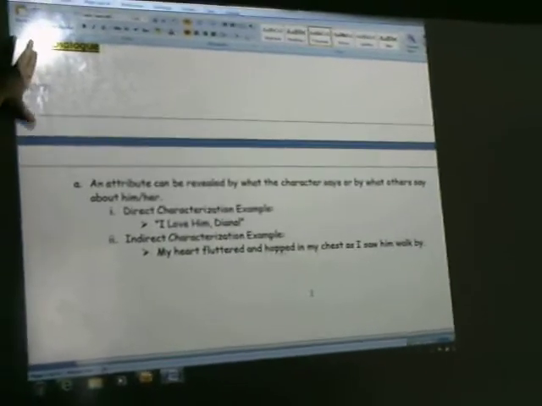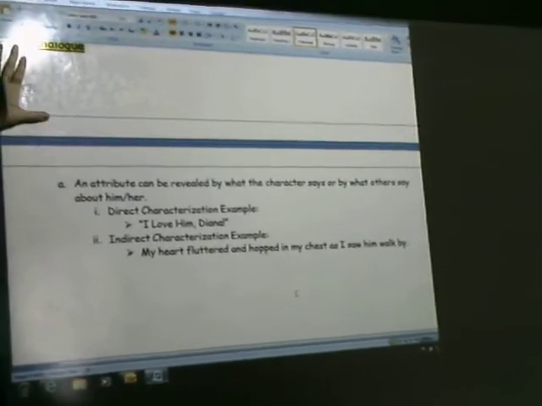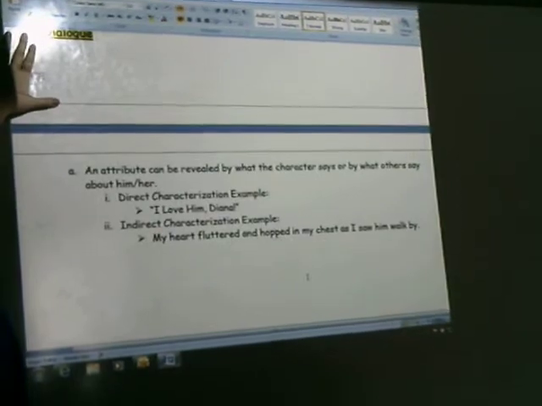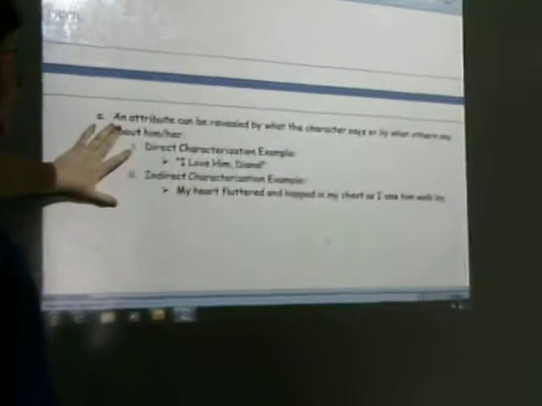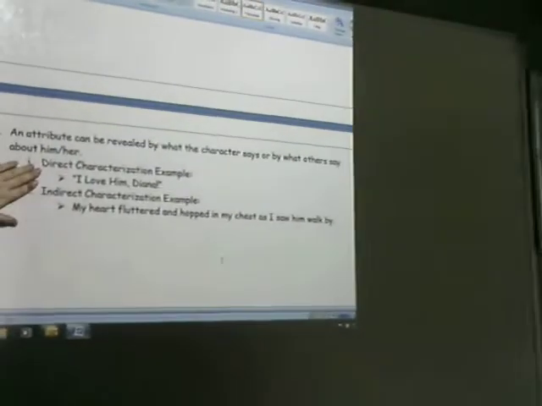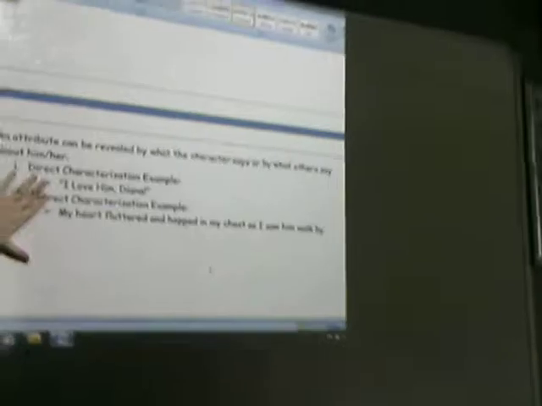Okay. Dialogue at the top, please. What is dialogue? That was on your list of vocab words you should know. What is dialogue? Aaron. Words between the characters, okay? An attribute can be revealed by what the character says or by what others say about him or her.